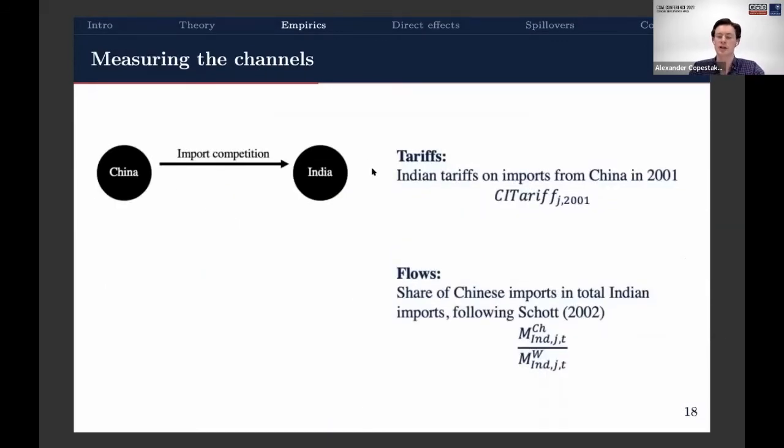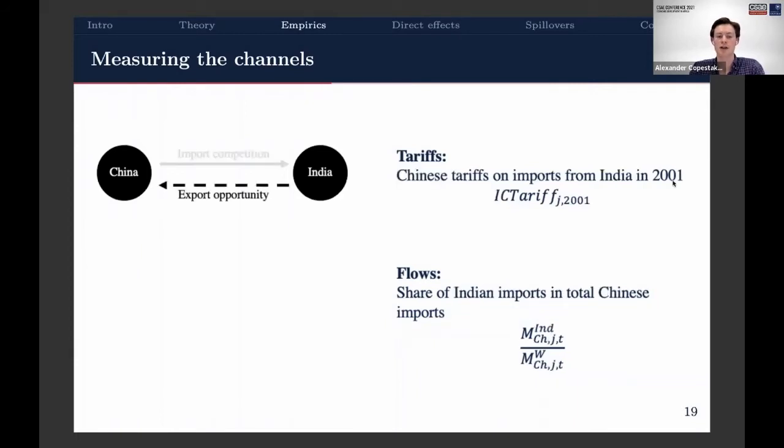Firstly, import competition, this has been used widely in the literature, so we can look at tariffs in 2001, Indian tariffs on imports from China, and do essentially a difference-in-difference methodology. So that's going to be one half of the paper. The other half, or the other empirical identification strategy, is going to be a classic orthogonal Hansen plausible exogeneity through the flow side. And on the flow side, we're looking at the share of Chinese imports in total Indian imports as the measure of import competition.